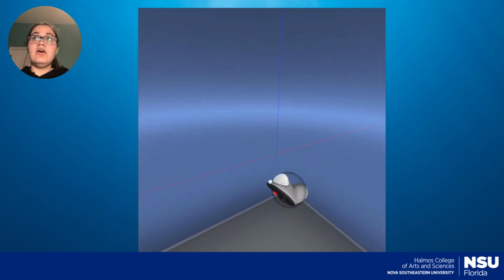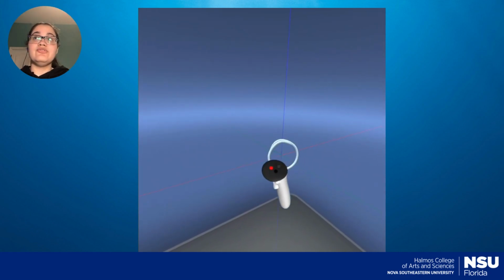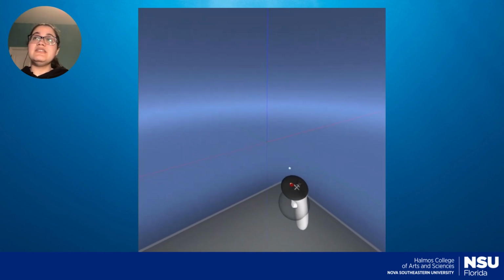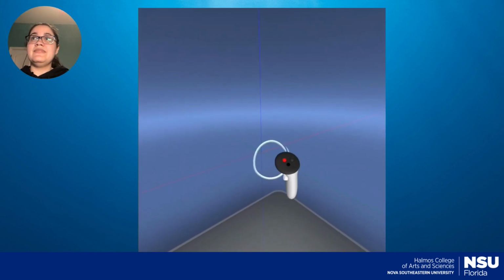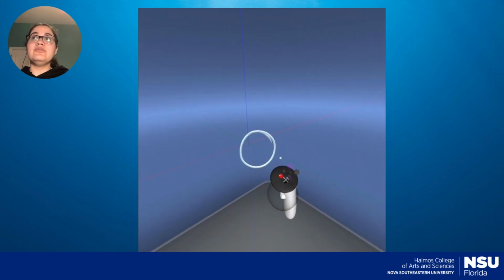And to draw, all you gotta do is take the right controller and press the right trigger, and that'll just create a line. It's very similar to any other drawing program in the VR headsets. As you can see here, I'm just messing around drawing circles.